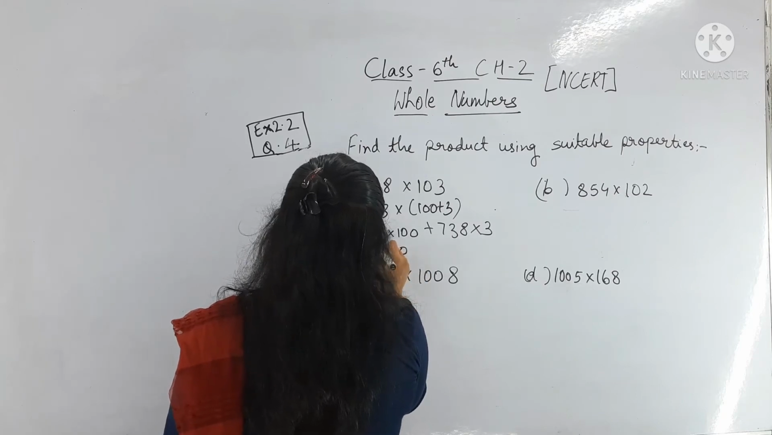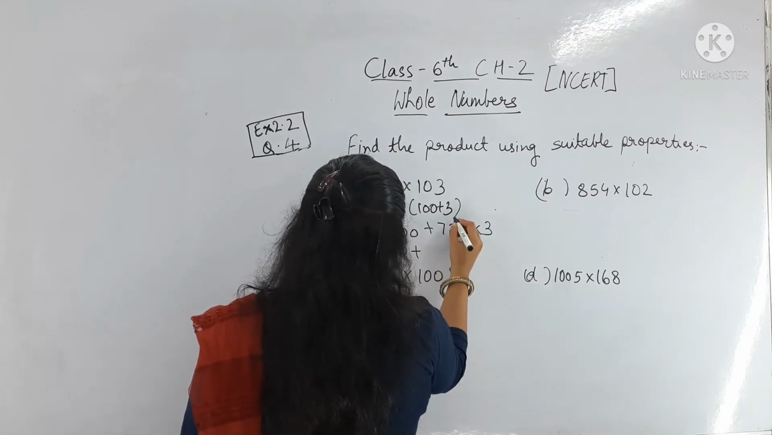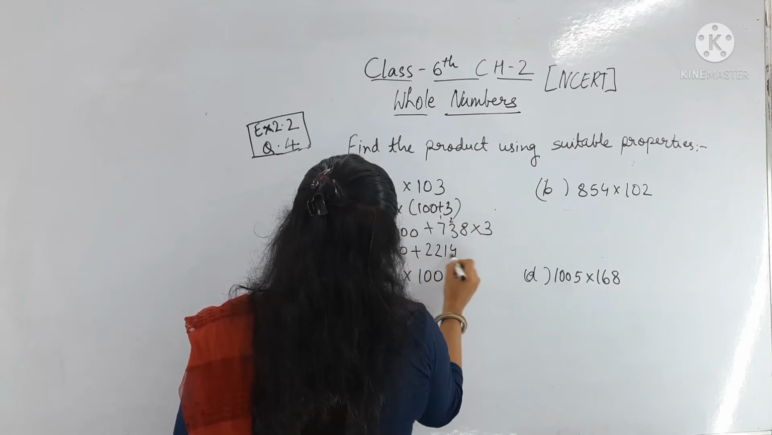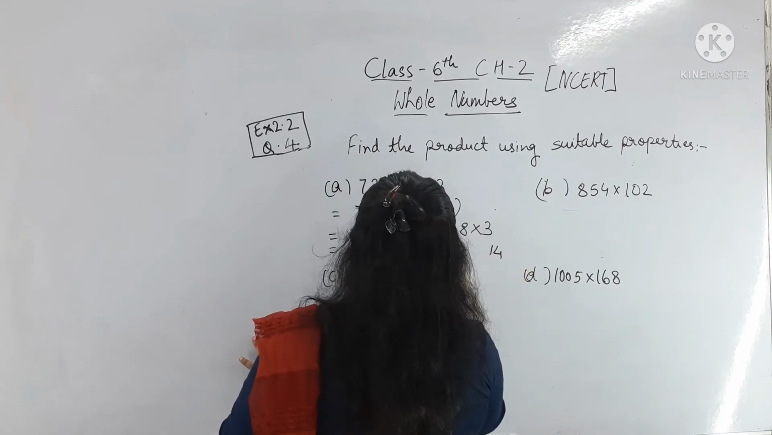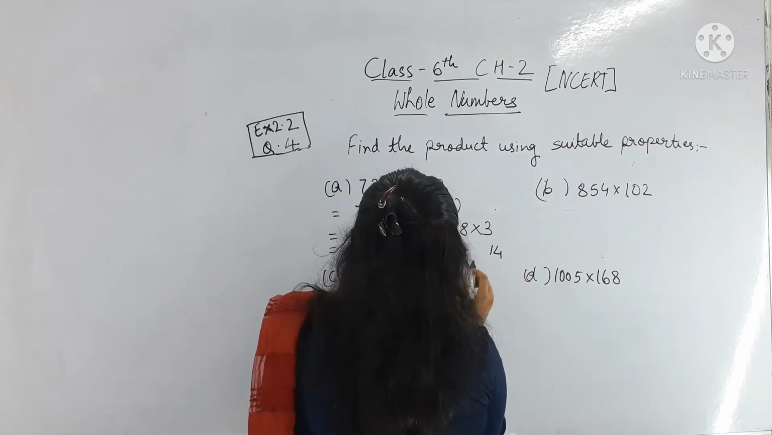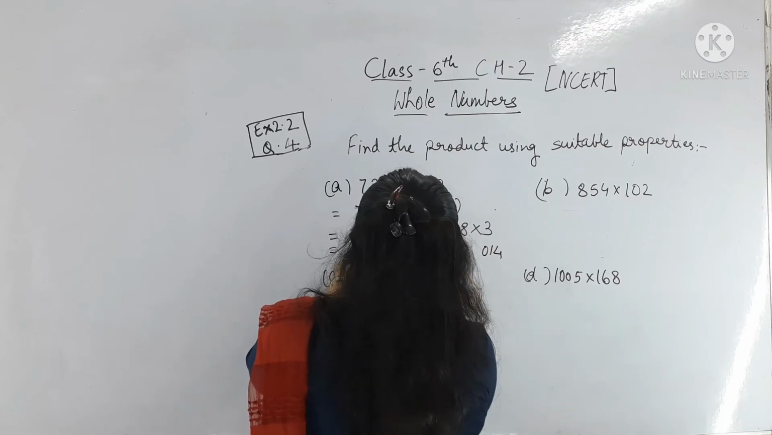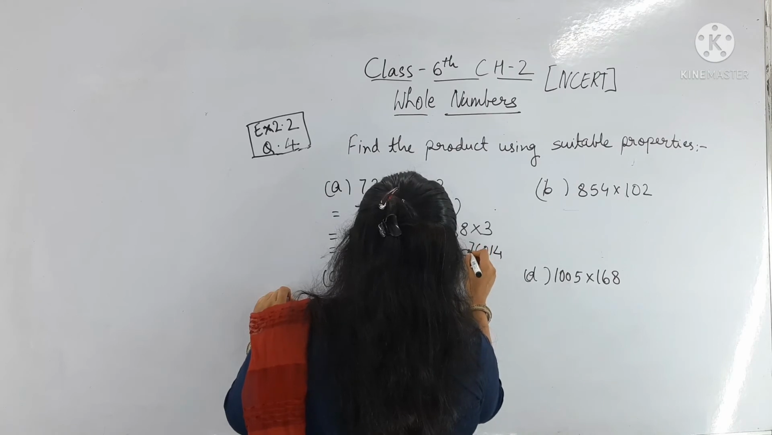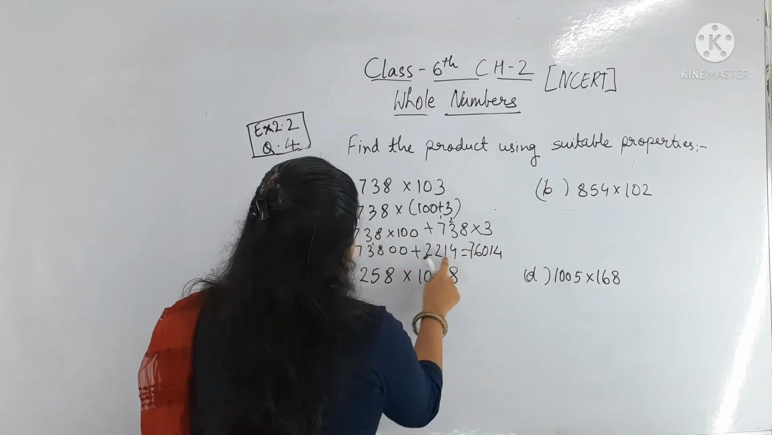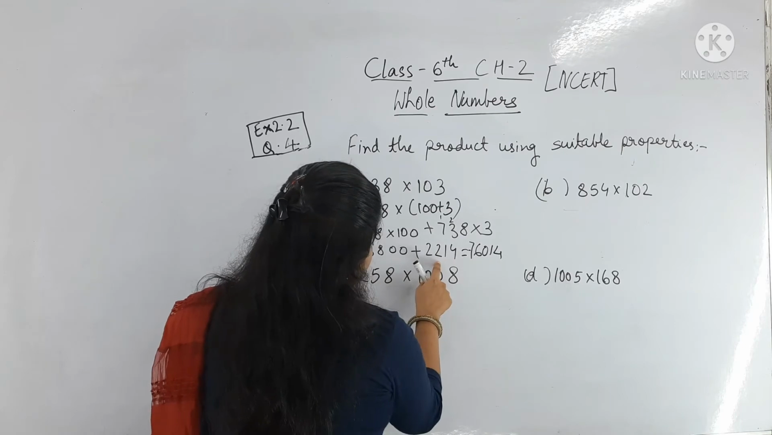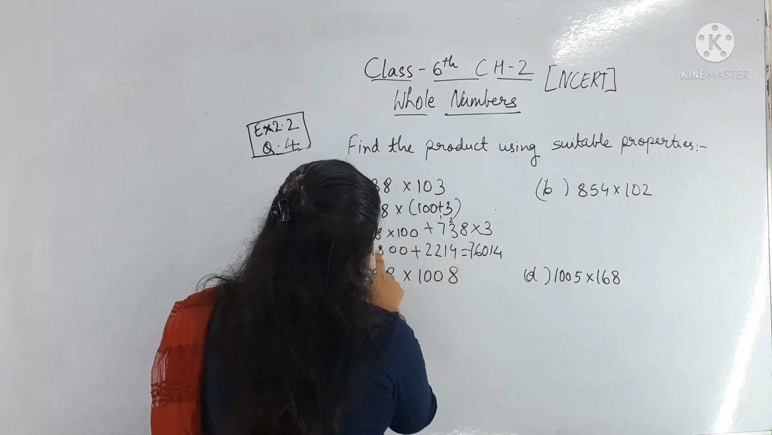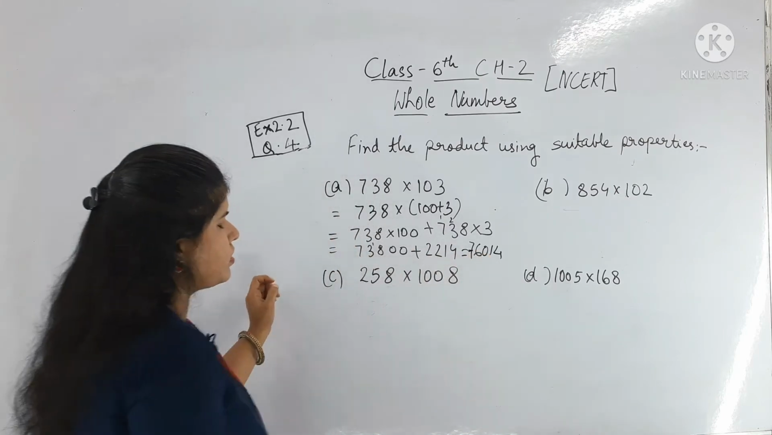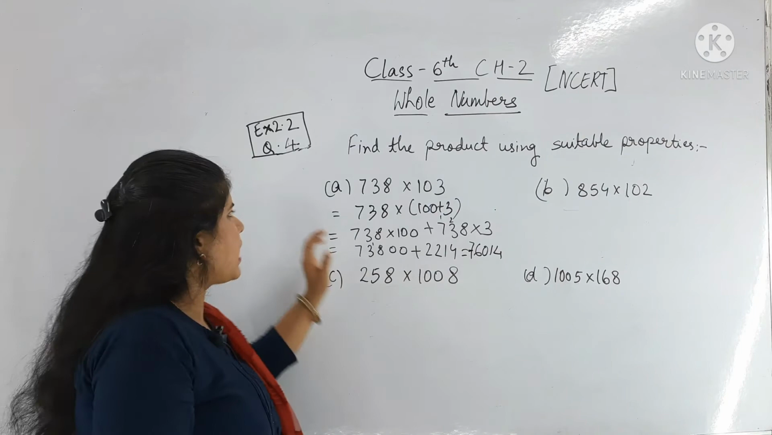73800 plus, 8 3s are 24, 3 3s are 9, 10, 11, 7 3s are 21, 22, 2214. 8 plus 2 is 10, 1, 3 plus 4, 5, 6, 7. 76014 is the answer of this A part.